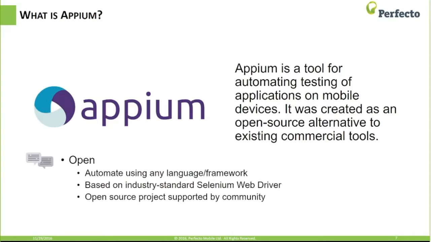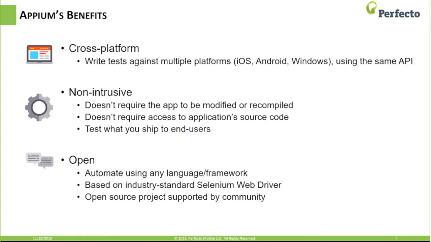It's enjoyed wide adoption, and the reason for it is because it has some really powerful benefits, some really powerful features. So first of all, it's cross-platform in the sense that you can write tests against multiple platforms using the same set of APIs. So this is really helping with an automation engineer's productivity, because they can essentially create a single script that can go across multiple platforms.